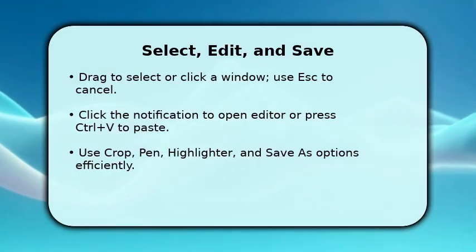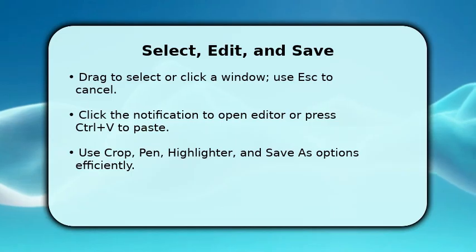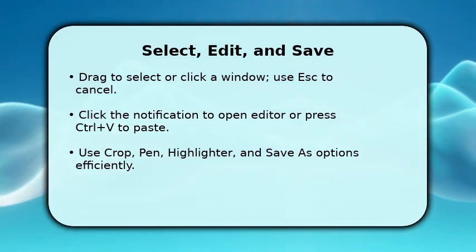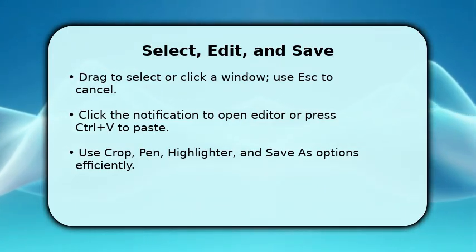In the editor, use the pen and highlighter for annotations, crop to refine framing, and then use Save As to export PNG or JPG. Make sure to name files clearly and pick a folder. This prevents lost screenshots and keeps versioning tidy.